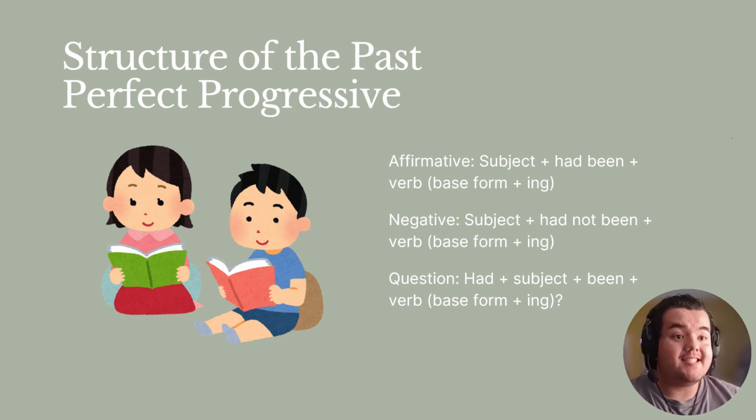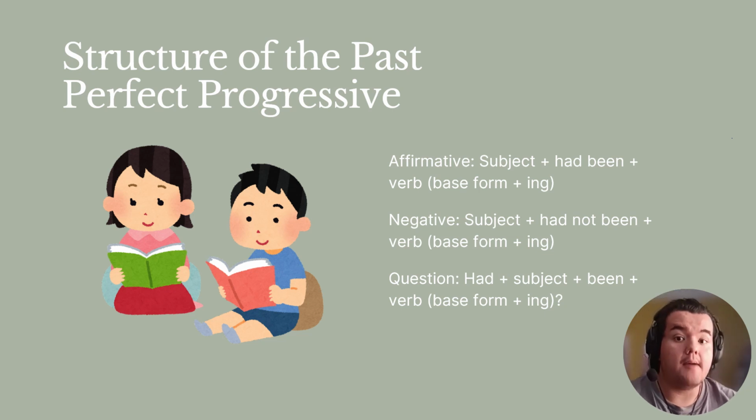For negative sentences, we got the next structure. The subject: she, he, you, I, and the rest. And we are going to put not between had been. Or the auxiliary verbs is going to be had not been. Had not been. And the verb plus ing. Work, ing, working. And the questions.